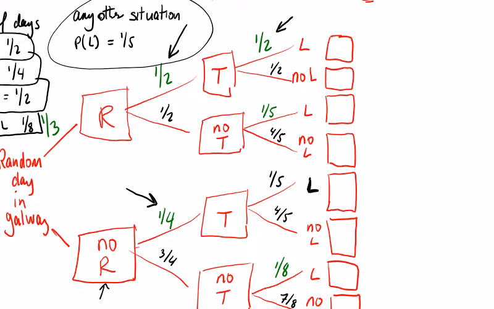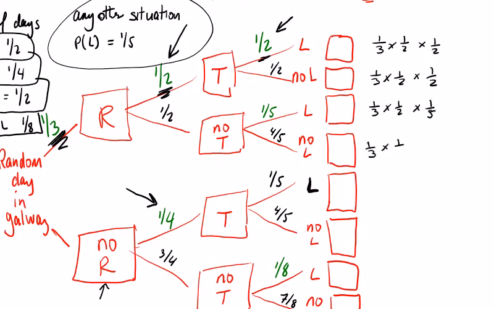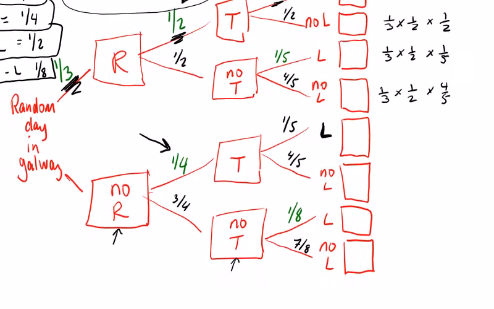So the first one is 1/3 by 1/2 by 1/2. The next one is 1/3 by 1/2 by 1/2 as well. The next one is 1/3 by 1/2 by 1/5. And then obviously it has to be 1/3 by 1/2 by 4/5. I'll write the answers in a minute.